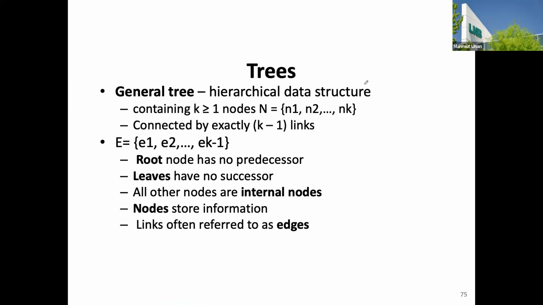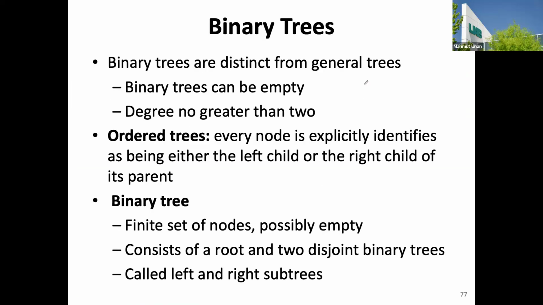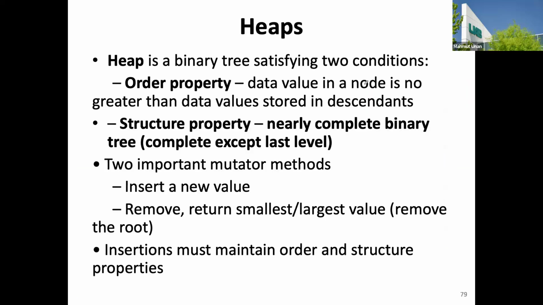Then we discuss the tree. We say that there is a hierarchy, roots and the leaves. We learn about the parent-child relationship. We say that if you have up to 2 children, it's a binary tree. And then the binary tree has a special version, heaps.